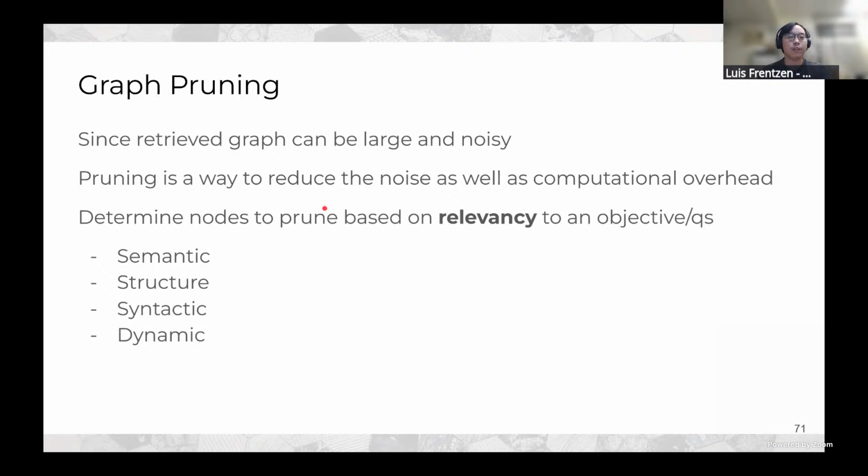So basically, all of the examples from these sections are talking about how do you determine which nodes to cut? Or basically, how do you calculate or score nodes based on their relevancy to the objective or to the questions? There are also 4 ways to do it that are presented in some of the examples in the paper: semantically, structurally, by syntax, or dynamically.